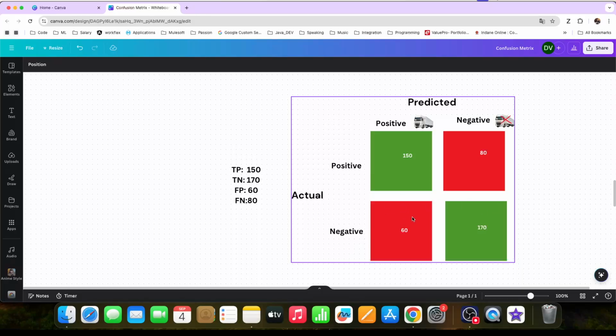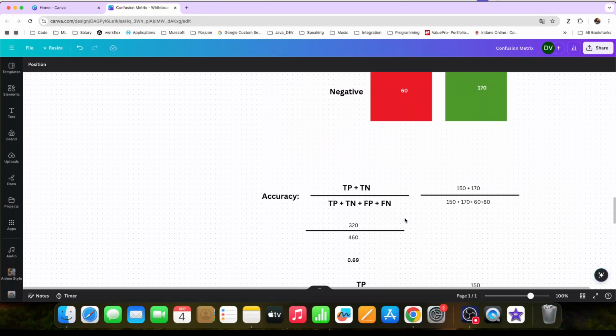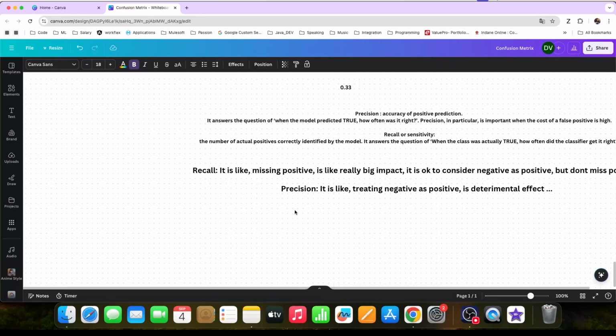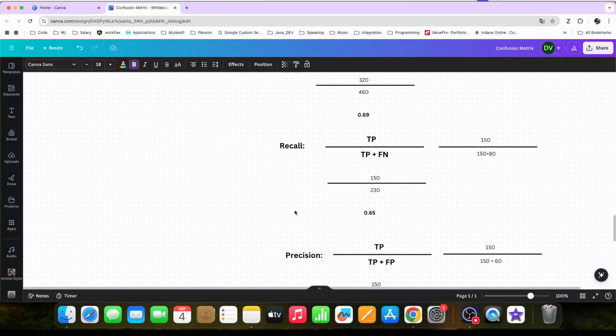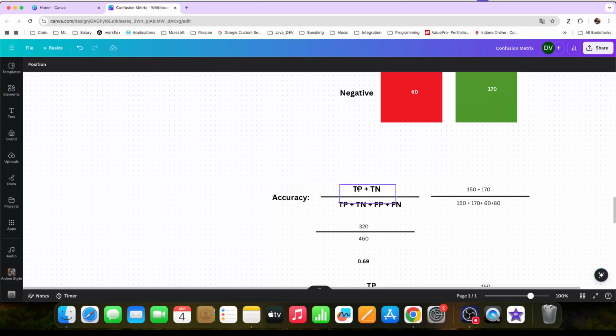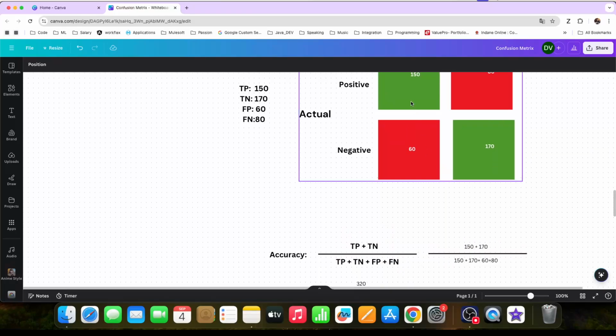So based on this count, let's calculate some of the metric parameters. The first parameter is accuracy. What does accuracy mean? I'll come to that point later. But before that, just understand how you calculate accuracy. This is the formula of accuracy. You sum up the true positive plus true negative counts and divide them by the sum of true positive, true negative, false positive and false negative. This is what I'm doing.